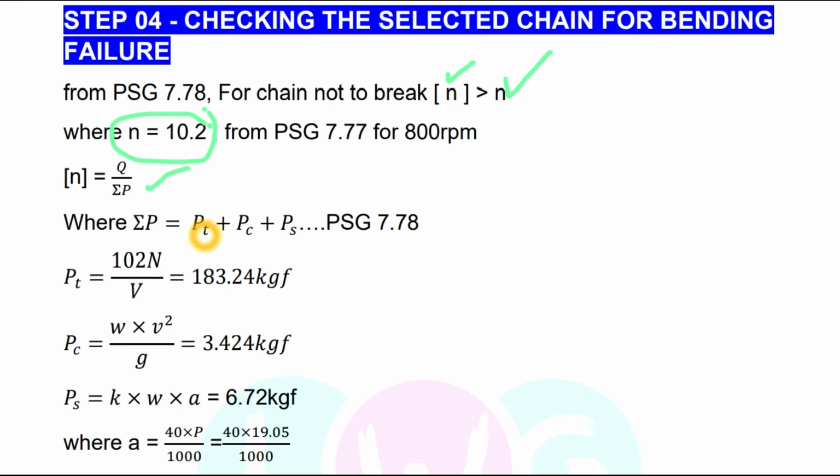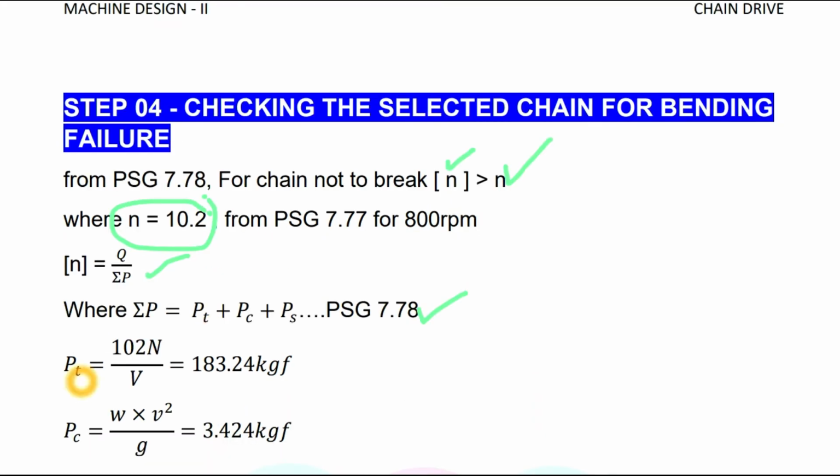PT is the tangential force due to power transmission, PC is the centrifugal tension, and PS is the tension due to sagging of the chain. You will get these formulas on PSG 7.78. For tangential force, the formula is 102 P upon V, where P is the design power.